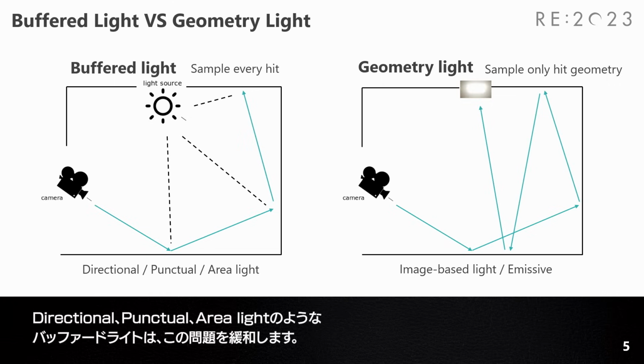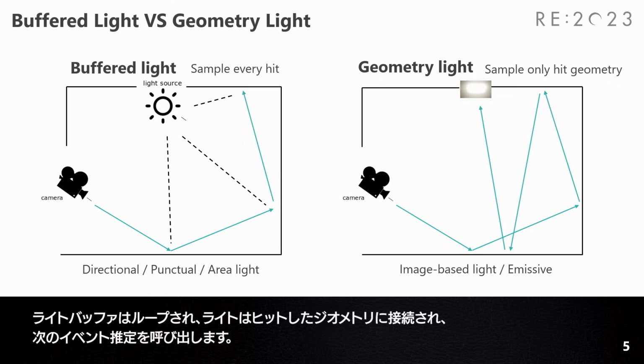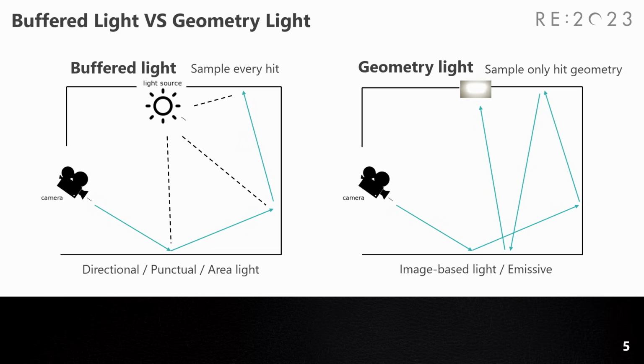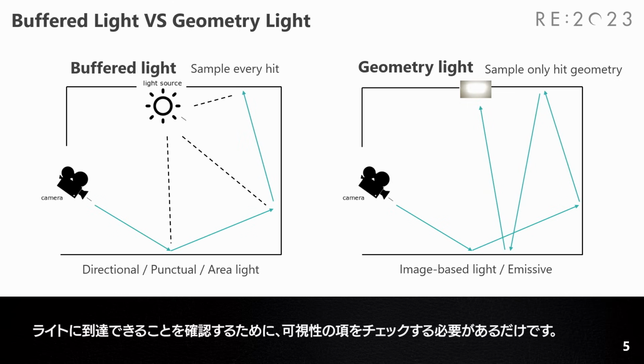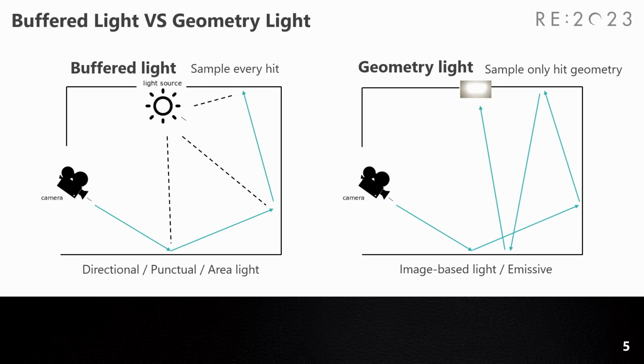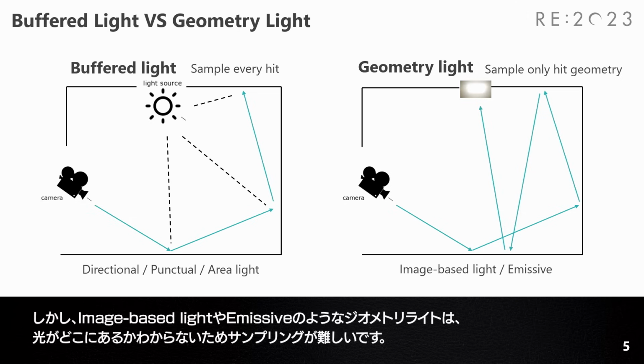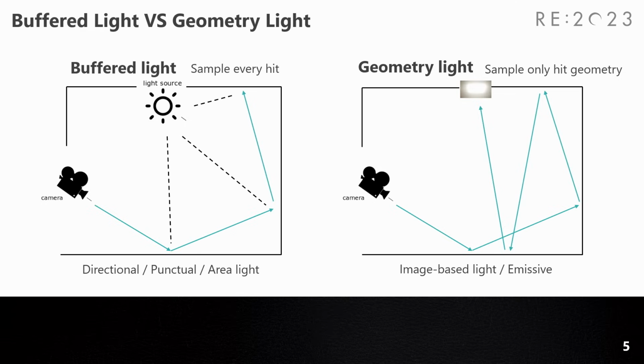Buffered lights, like directional, punctual, and area lights, relieve this problem. The light buffer is looped and the lights are connected to the hit geometry, which is called next event estimation. You just need to check the visibility term to ensure that the light can be reached. But geometry lights, such as emissive and image-based lights, are difficult to sample. We don't know where the light is.